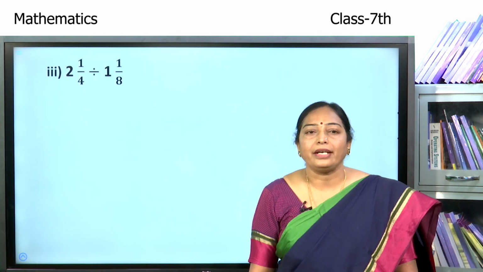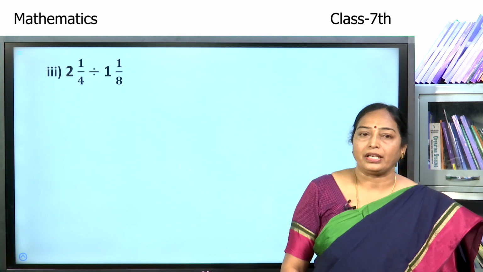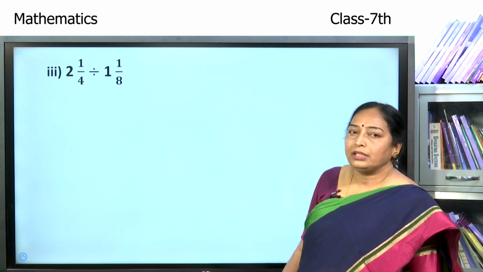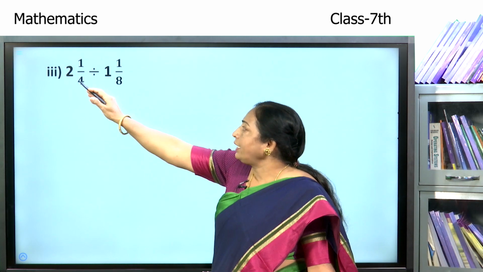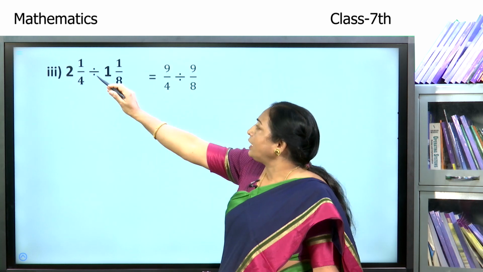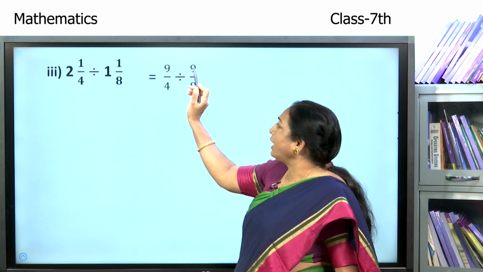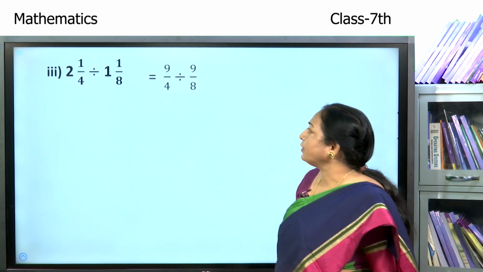Let us know how to divide the mixed fraction by a mixed fraction. Convert both the fractions into improper fraction. Here we know 4 2s are 8, 8 plus 1, 9. It is written as 9 by 4. 8 1s are 8, 8 plus 1 is 9. It is written as 9 by 8.